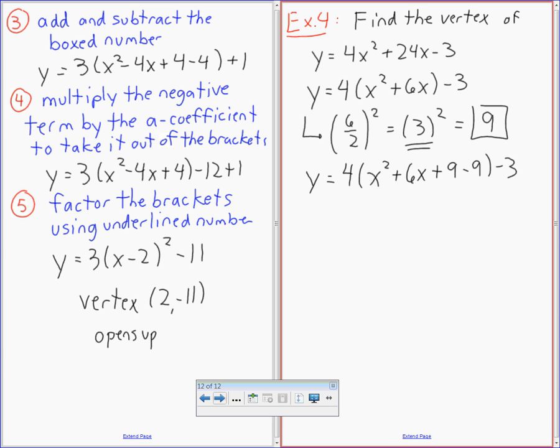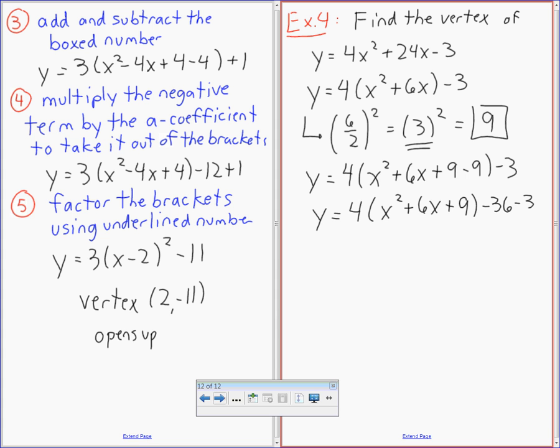Times 4 by 9. Right, so we're on step 4 now, right? So what I'm going to do is the negative 9 here gets multiplied by 4 to come out of the brackets. Right, so 9 times 4 is 36.